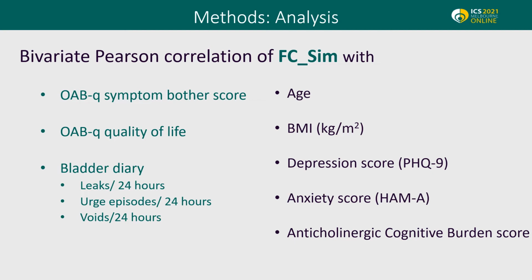Depression scores from the patient health questionnaire and anxiety scores from the Hamilton Anxiety Measurement were included and measured for correlation with FC-SIM. Patient medication lists were reviewed and an anticholinergic cognitive burden score was calculated.